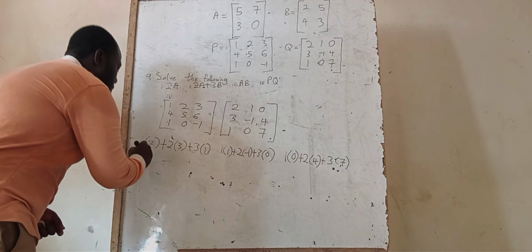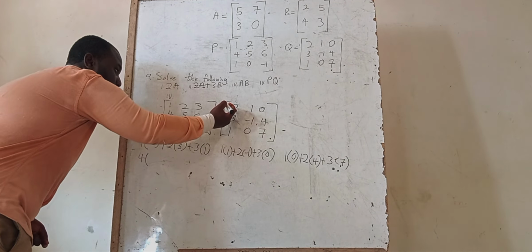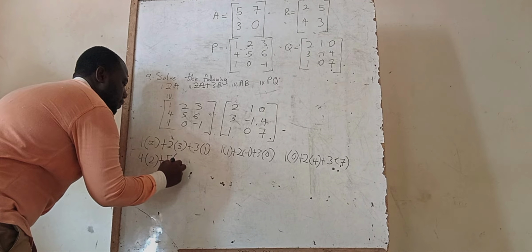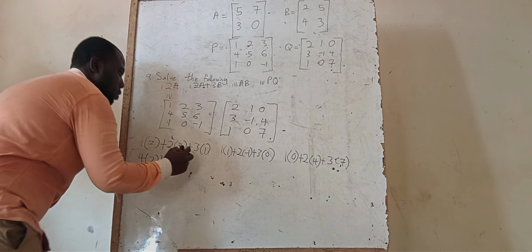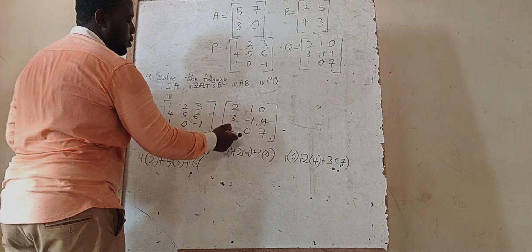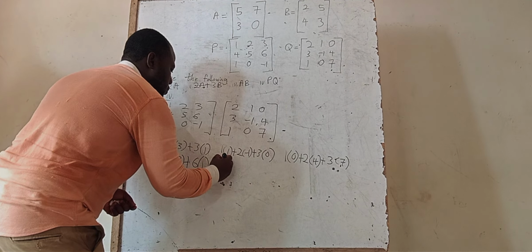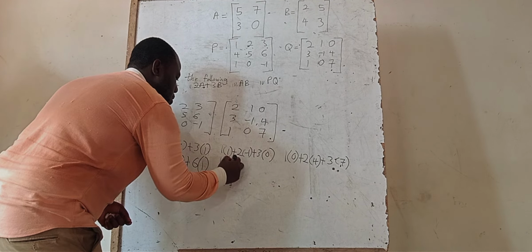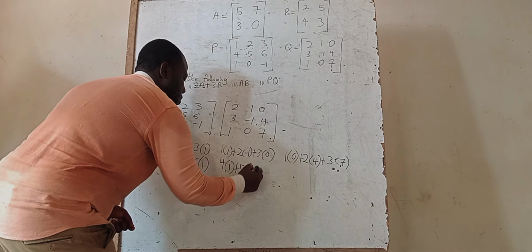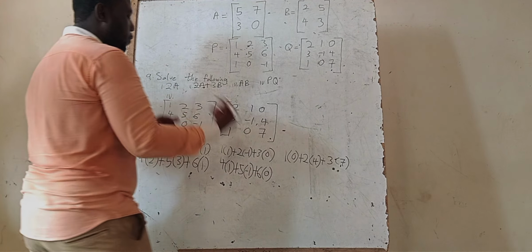Now let's solve. We take 4. 4 will take on this column, which is there 2 in that column, 2. We take 5. 5 will take on 3. We take 6. 6 will take on 1. Move on to the next column. We take 4. 4 will take on 1. We take 5. 5 will take on -1. We take 6. 6 will take on 0.